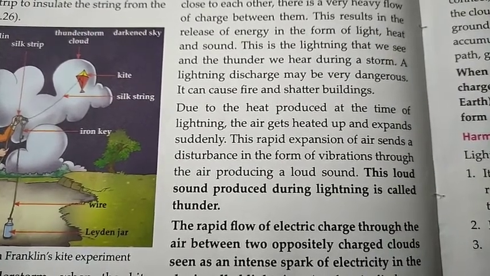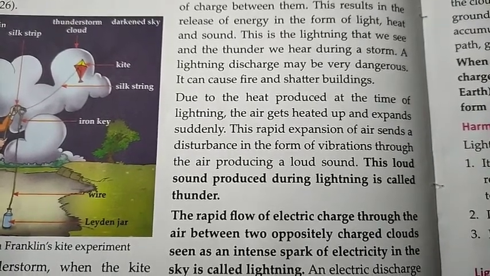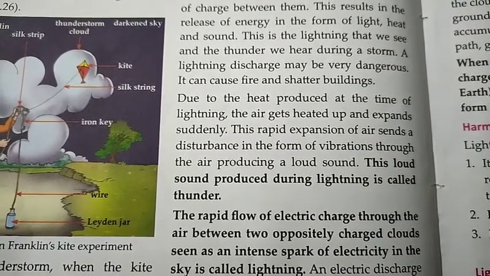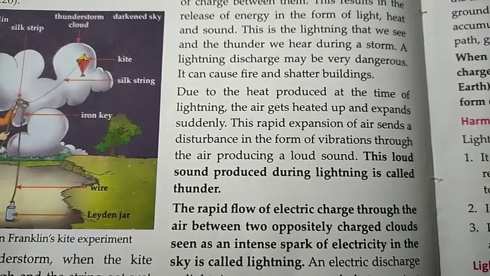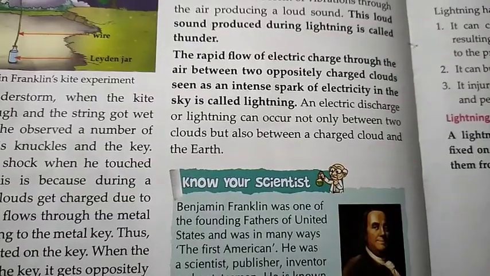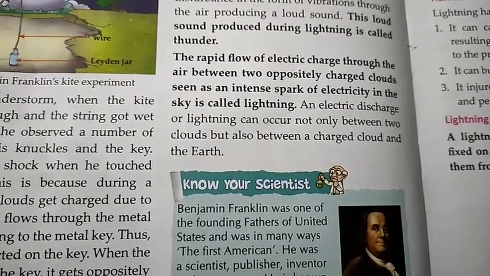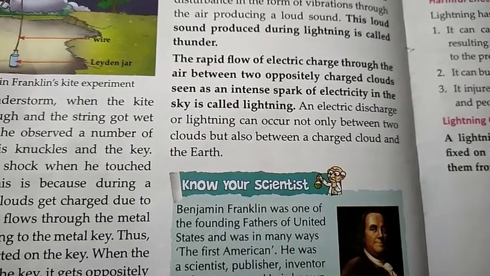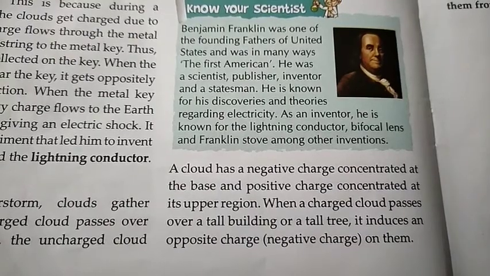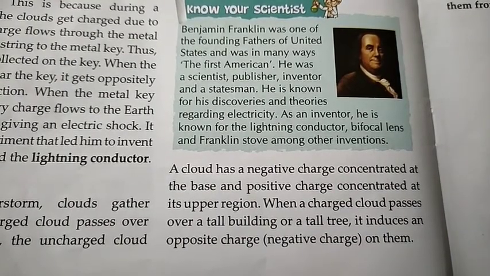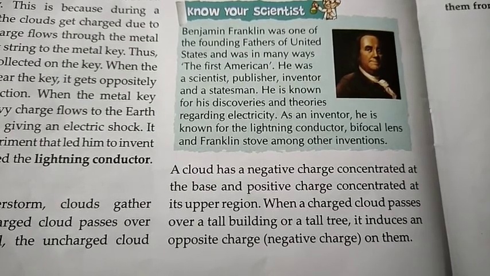Now the rapid flow of electric charge through the air between two oppositely charged clouds can be seen in the form of a spark of electricity, and this spark of electricity is called lightning. So an electric discharge or lightning can occur not only between two clouds but also between a charged cloud and the earth. A cloud has a negative charge which is concentrated at the base and positive charge which is concentrated at its upper region.